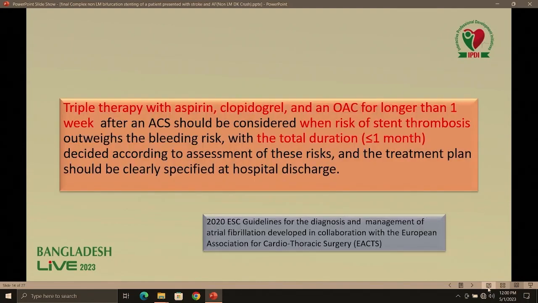We found these 3 factors for this patient. And for this reason, we prescribed triple therapy, that is aspirin, clopidogrel, and oral anticoagulant, for longer than 1 week, that is less than 1 month, up to 1 month, because he has a high thrombotic risk.